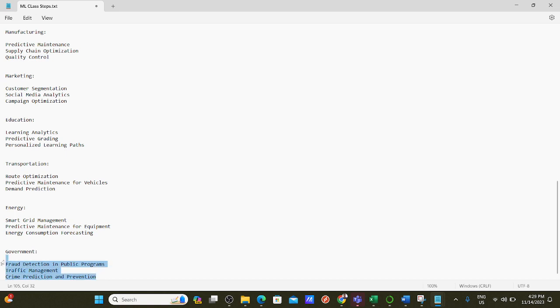And coming to the government, we can detect the fraudulent activities that are happening. Then we can analyze traffic management, right? Coming to the city traffic flow and all those. And we can even use predictive analytics to identify patterns and mainly to prevent criminal activities. So when we are working in the police department, we can also predict that kind of criminal activities are going on.